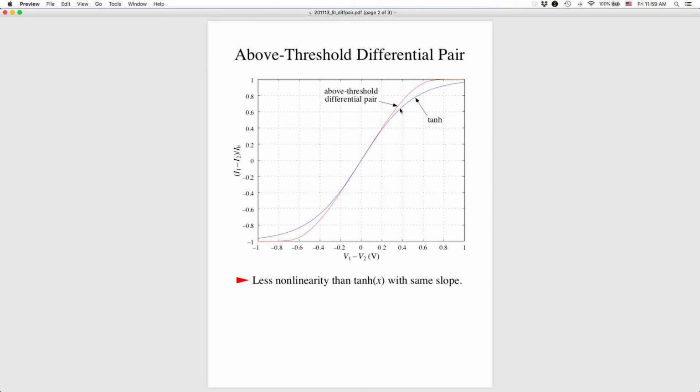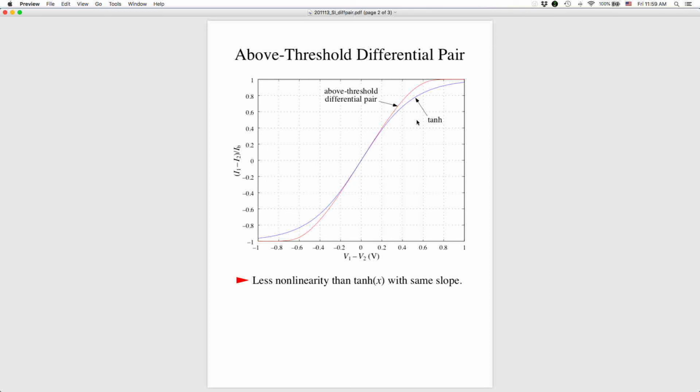What that means is that if you imagine the Taylor series expansion for each of these two characteristics, there would be a linear term and a cubic term and a fifth order term and a seventh order term, all the odd order terms, because this is an odd symmetric function. The coefficient of that cubic term would be smaller for the above threshold diff pair than it would be for the hyperbolic tangent.